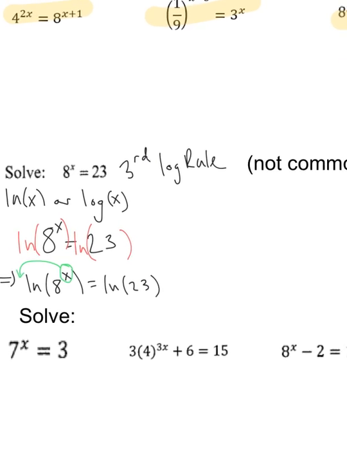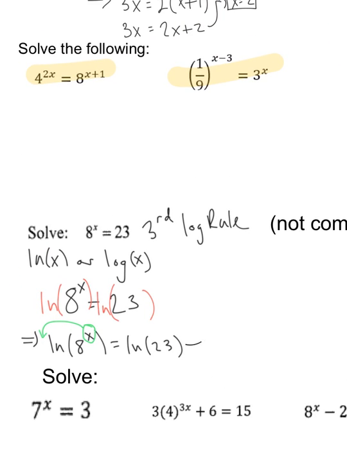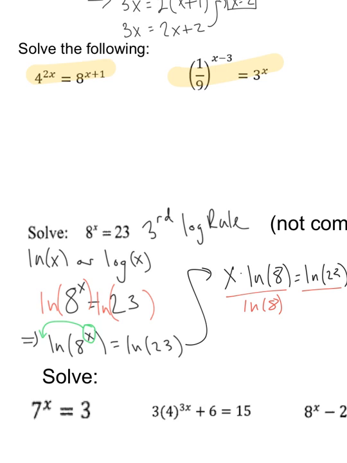So what this becomes, let me get back to my pen here, is x times the natural log of 8 equals the natural log of 23. Well, it doesn't look like it's that simple, but natural log of 8 here is a number, right? It's about 2 point something. Actually, it's probably a little bit less than 2, 1 point something. But I can divide by it.